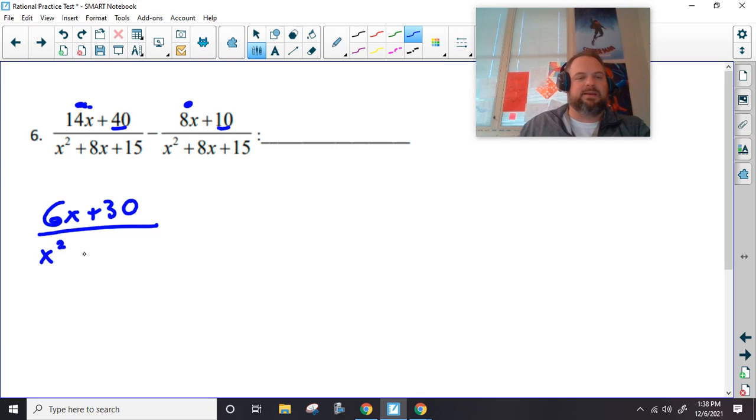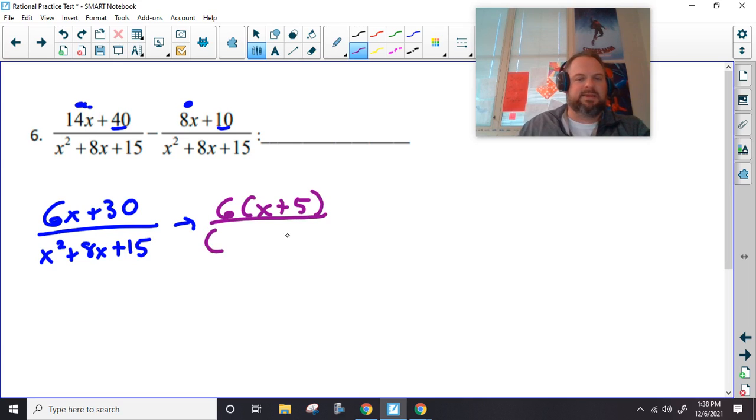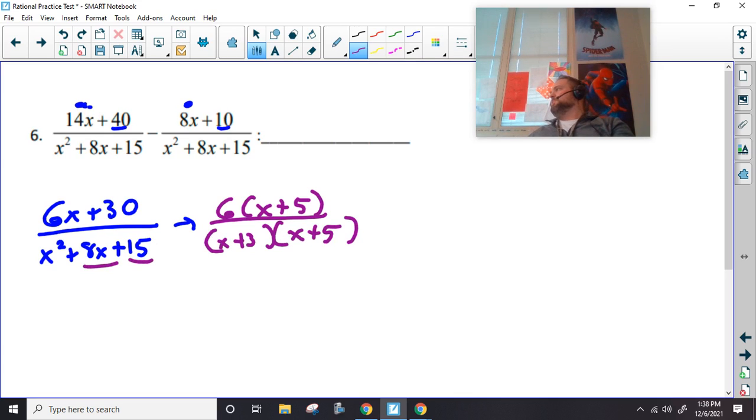Now, I can just about guarantee you that number 6 tomorrow will actually simplify. I can take a 6 out of the top, and on the bottom here, the factors of 15 that add up to 8 are x plus 3 and x plus 5. So this will cancel, leaving me with 6 over x plus 3.